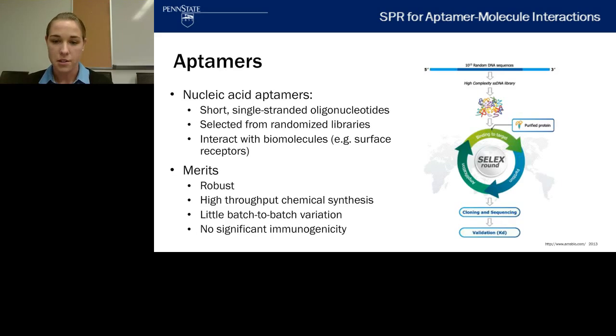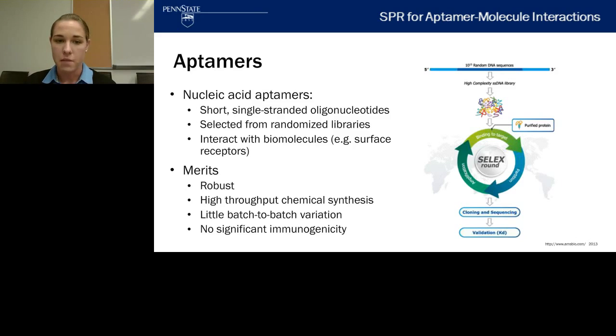After selecting against the target of interest, this population that binds is later allowed to interact with a control target or a negative target. And the sequences that do not bind to the negative target are then selected, amplified, and brought through another round. So as the SELEX process occurs round after round, the population of interest, with high binding specificity to the target of interest, is enriched. And this is how aptamers are developed.